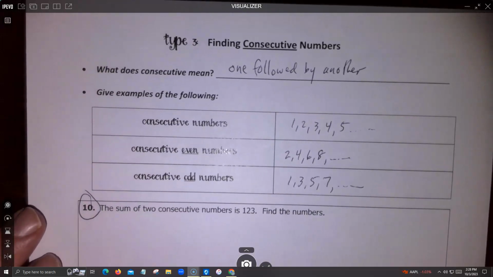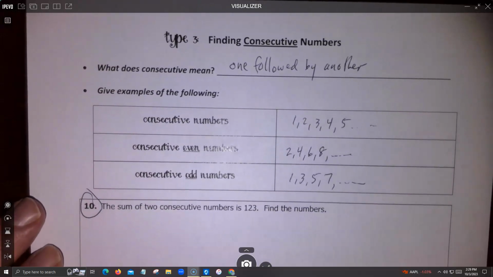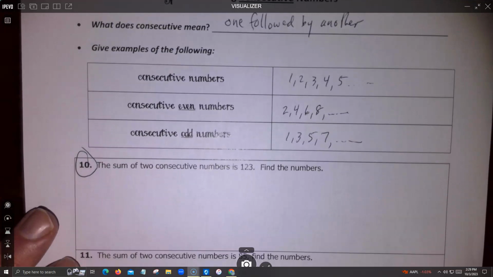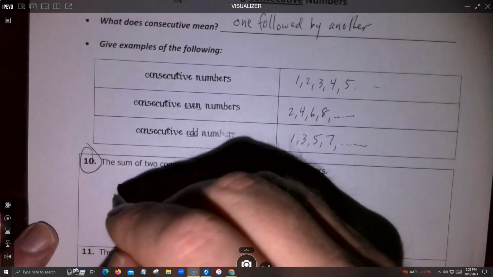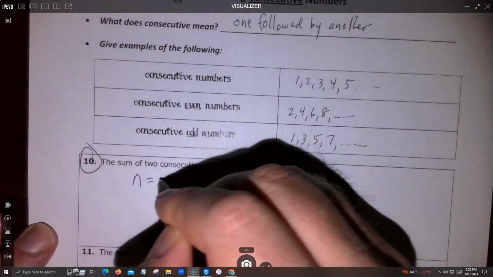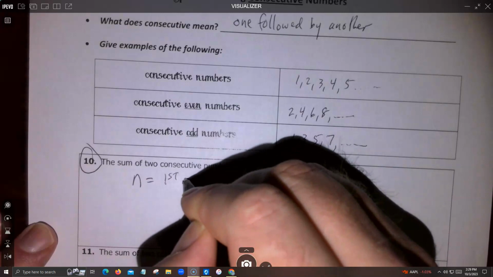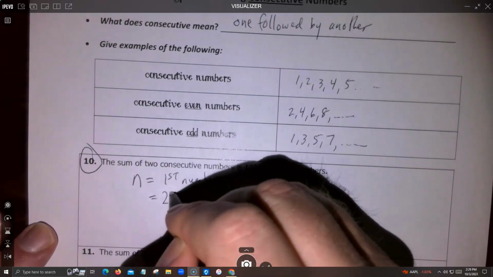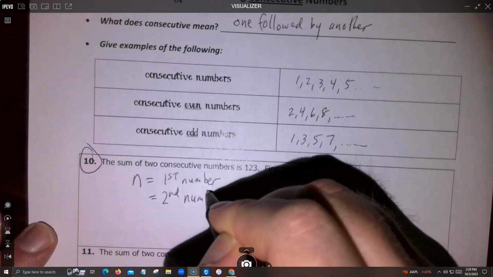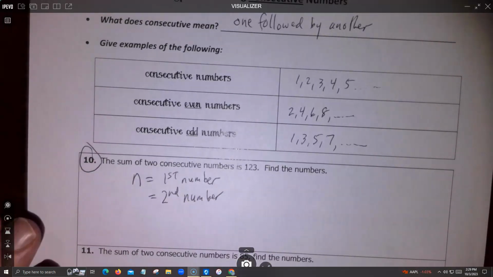So how do we do this? Well, this is what you do. I'm going to use n in place of the variable for numbers. And notice it just says 2 consecutive numbers. So let's talk about that. If n is the first number, how would you describe the second number? Like, how would you get to the second number?